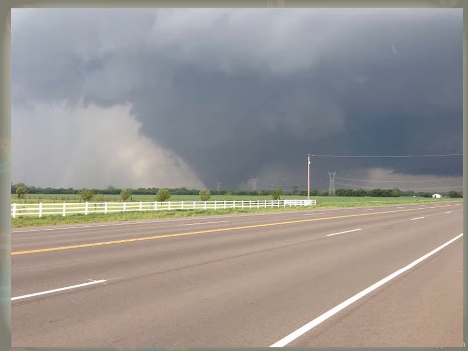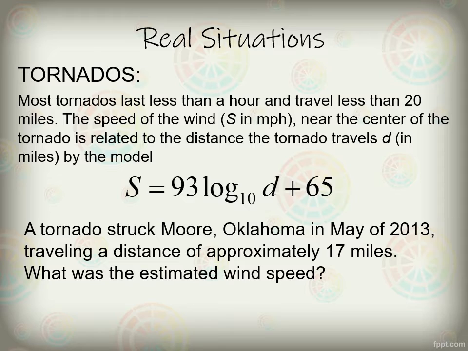Alright, so one of the awesome things about logs is how we can directly tie them to the real world, specifically to tornadoes. Most tornadoes last less than an hour and travel less than 20 miles, kind of basic information. And we actually have a model that uses logs to determine the speed of the tornado relative to the distance that it travels, okay? So if we take a look at this tornado that struck Moore, Oklahoma, in May of 2013, it traveled 17 miles. What was the approximate wind speed?